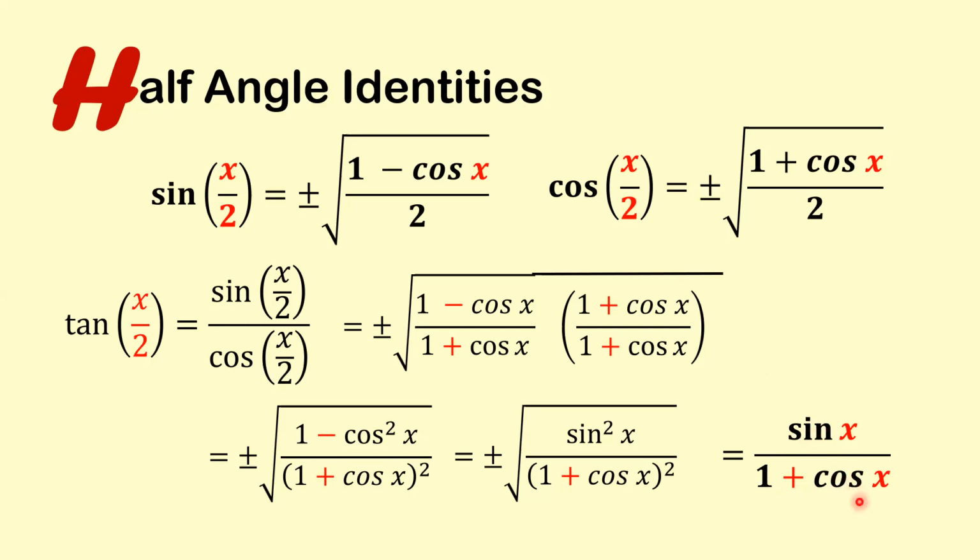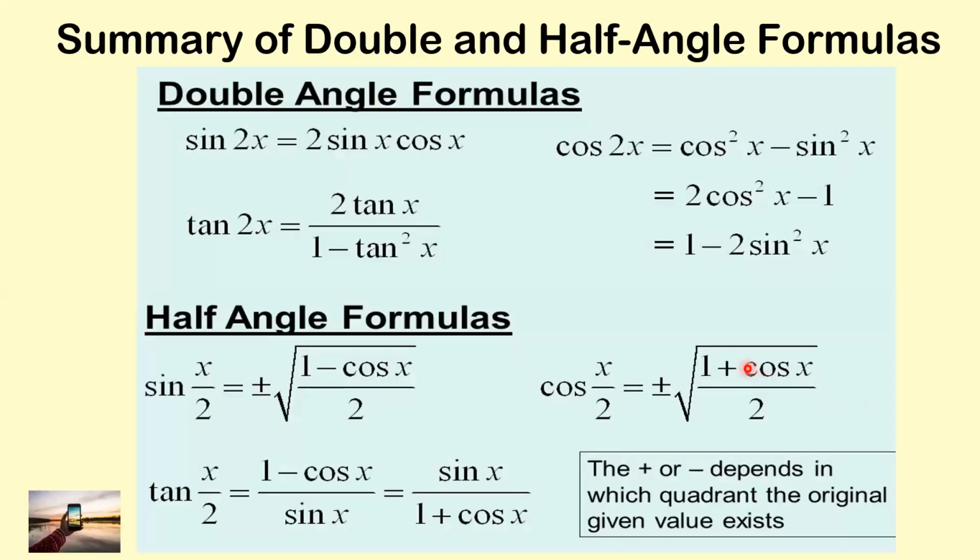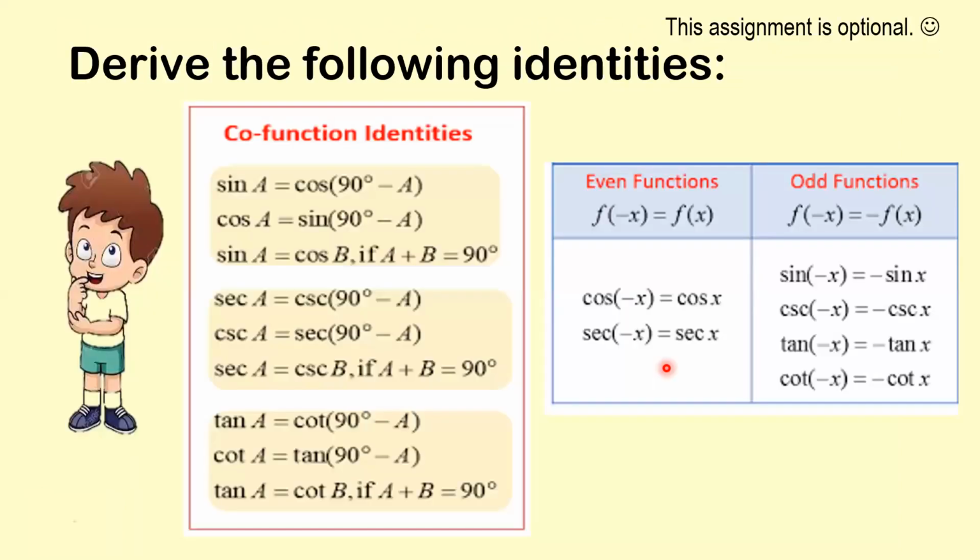Okay. So, taking a look at the formulas, we have this so far. Ayan yung mga versions natin. Okay. Again, if you notice, meron tayong positive and negative square root. The positive or negative sign depends on the quadrant where the angle here will lie or will belong. Okay. So you can include this in your e-notes again. This will be very important. Okay. So ayun po, that's the summary of double and half angle formulas.